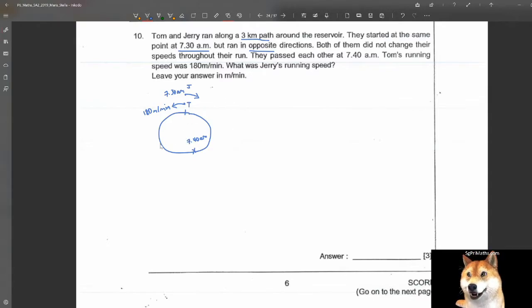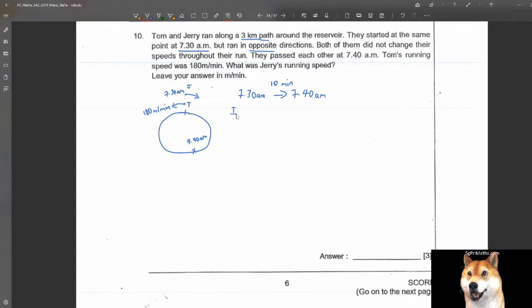Recall that the whole distance here is going to be 3 kilometers. So when they meet here, the distance traveled by Tom and the distance traveled by Jerry equals 3 kilometers. With the speed, we can find the time, and we can find the distance traveled by Tom. Then using the total distance minus the distance traveled by Tom, we can find the distance traveled by Jerry, and subsequently the running speed of Jerry. So let's start. From 7:30 a.m. to 7:40 a.m. it's 10 minutes.